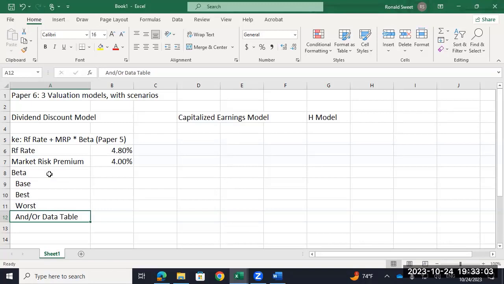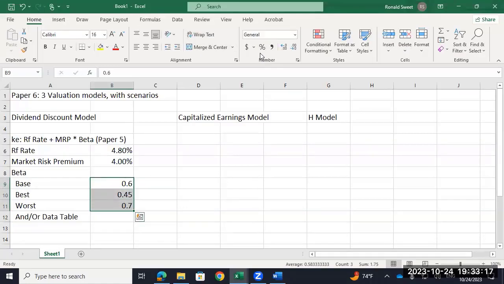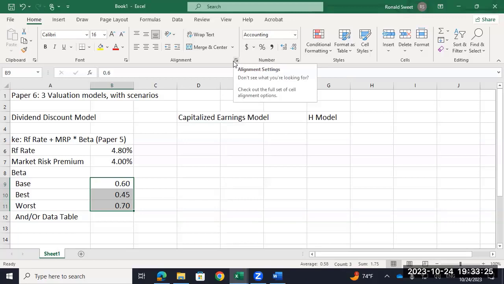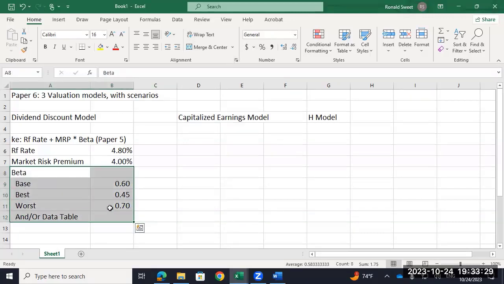But either way, if I'm doing Walmart, maybe my base is 0.6, my best is maybe 0.45, my worst is 0.7. So your best case is the lowest beta. Your worst case is the highest beta. By best case, I mean the highest valuation, worst case, the lowest valuation, okay? You're going to justify this in your paper 5.